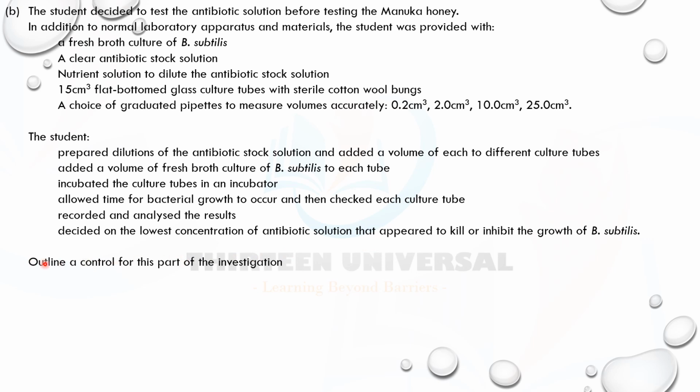The first question says outline a control for this part of the investigation. So try the question. What is a control? What will be the control? What is affecting the growth? A control means removing what is affecting the growth.